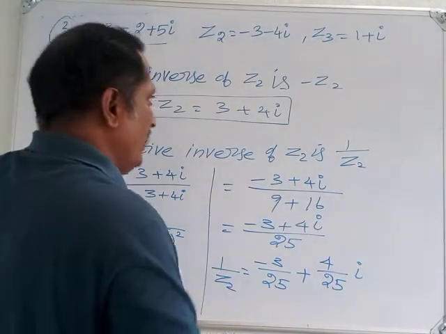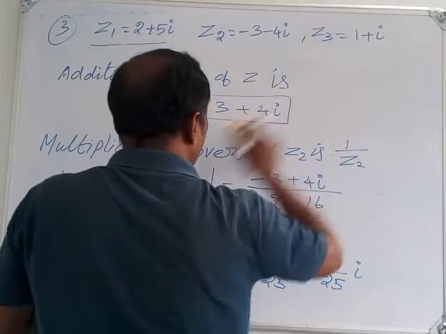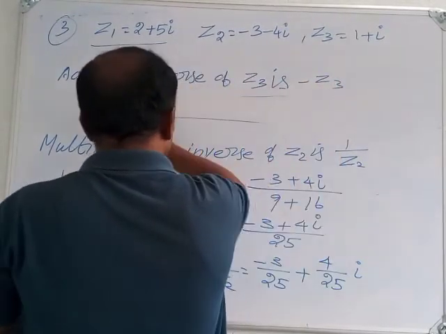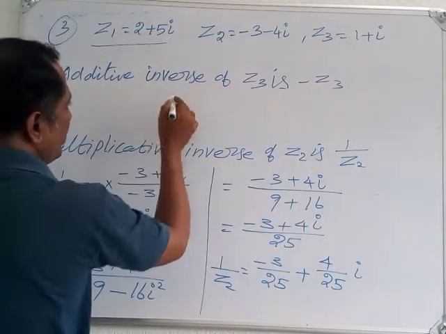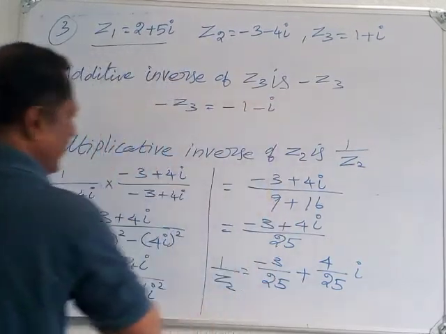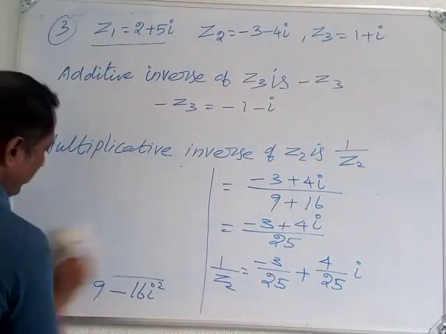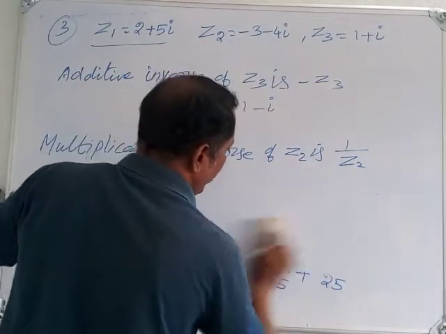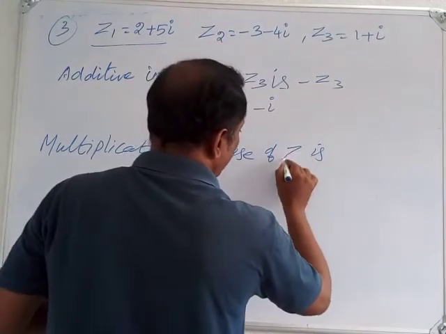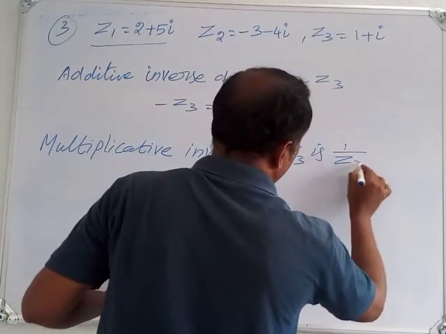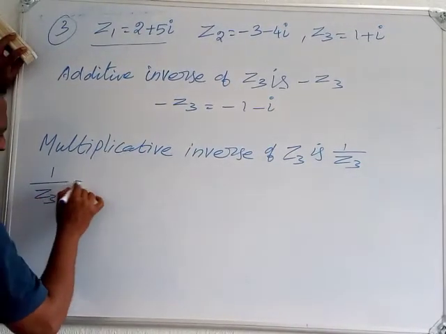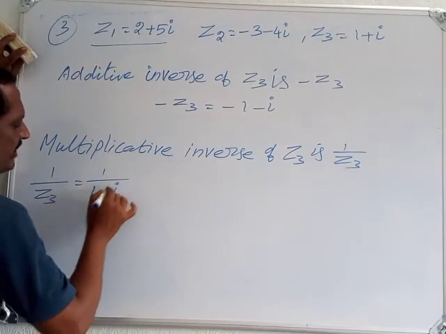Second complex number over. And then we come to the third complex number, Z3. The additive inverse of Z3 is minus Z3. So minus Z3 is equal to minus 1 minus i. Over. Next you have to find the multiplicative inverse of Z3, which is 1 by Z3. So 1 by Z3 is equal to 1 divided by 1 plus i.